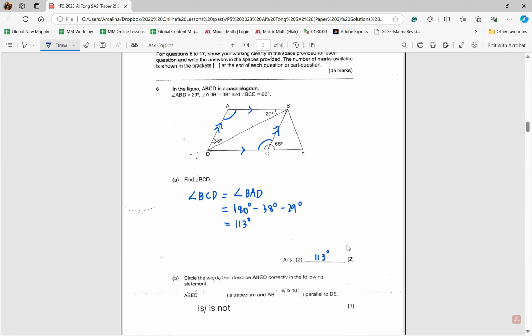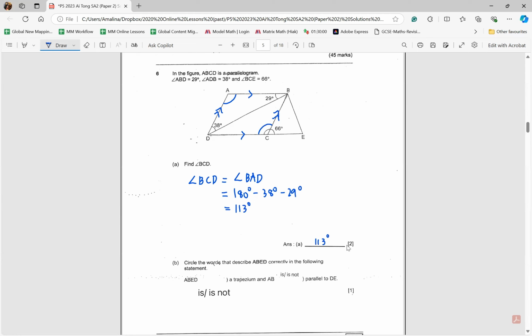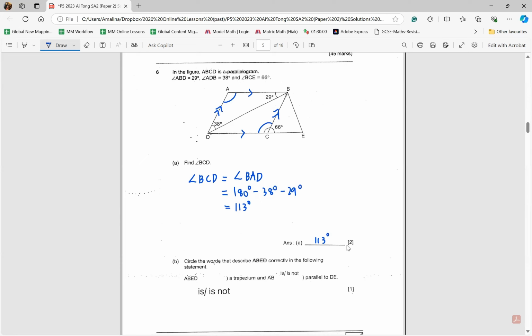Okay, that's the answer for part A. Now for part B, circle the words that describe ABED correctly in the following statement. Okay, so ABED, right? Do I know whether it's a trapezium or not? Depends on whether these two angles give me 180 degrees.